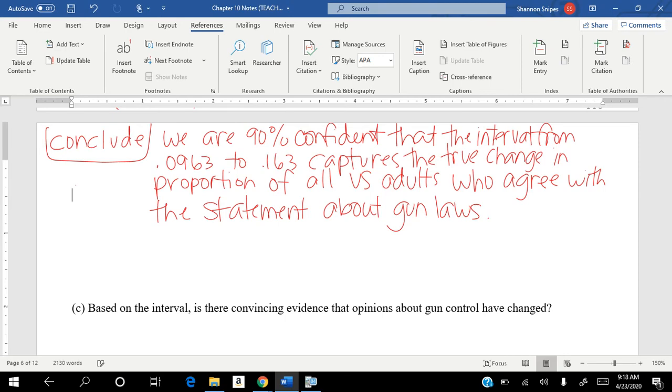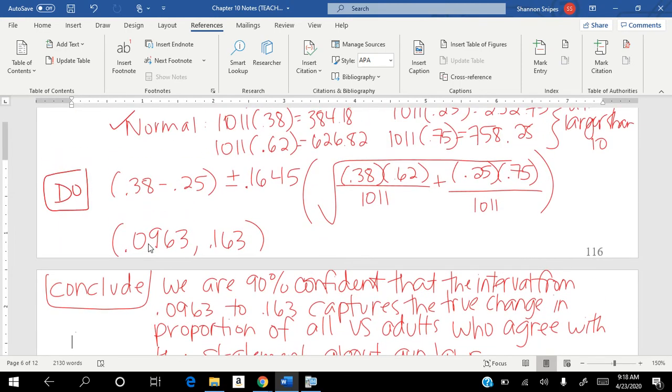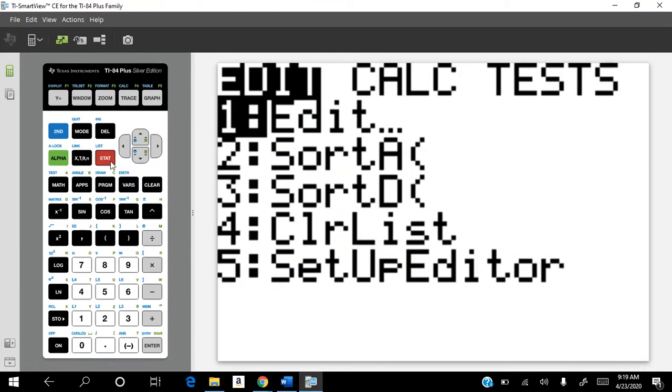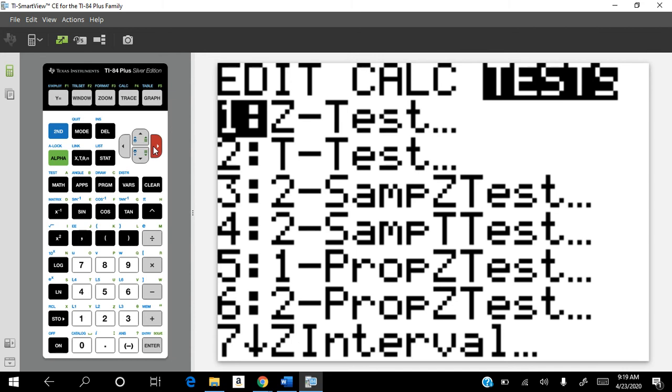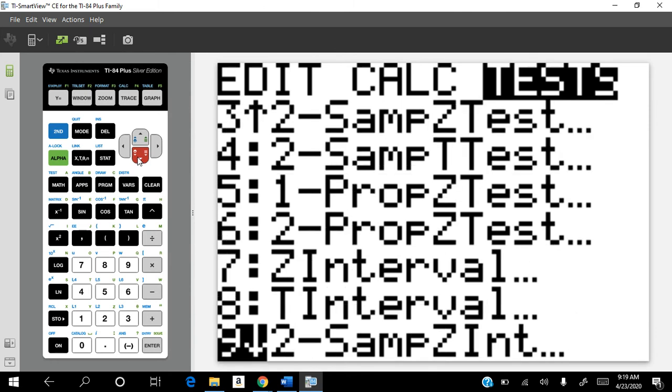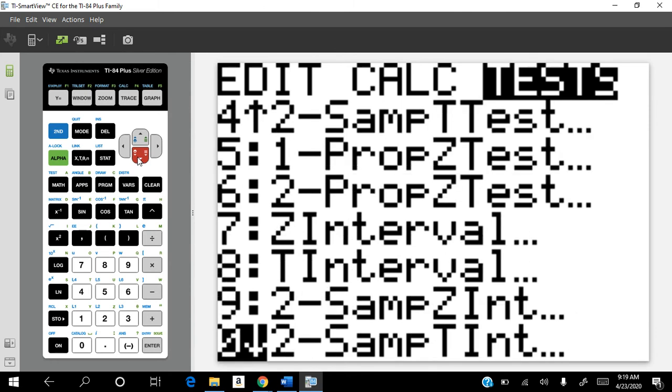All right, so that is your significance test by hand. So let's go back up here and look at this confidence interval and calculate the confidence interval in our calculator. So let's go to our calculator, stat, over to test. We are doing a 2-sample Z interval for proportions. So let's go find that one. A 2-sample Z interval right here.